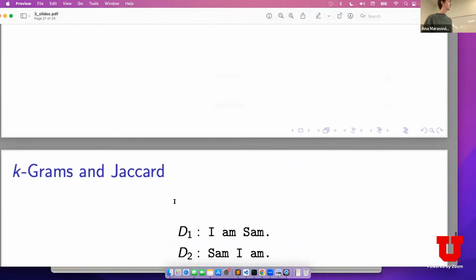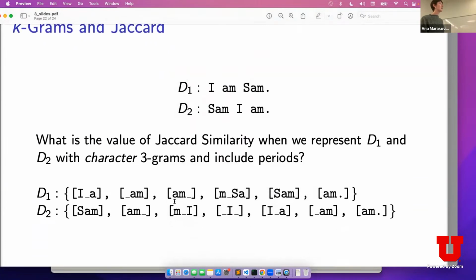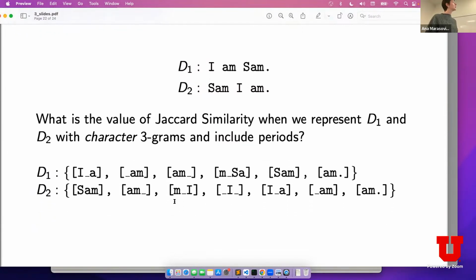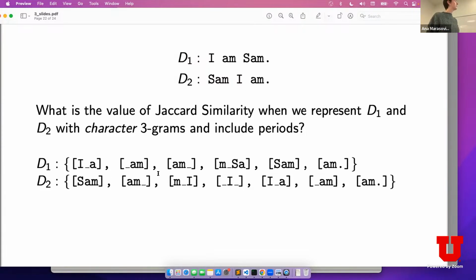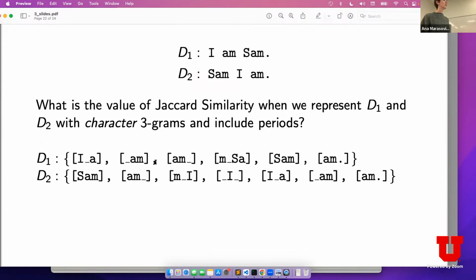All righty, so the assignment says: what is the value of Jaccard similarity, where we represent D1 and D2 with character trigrams and include periods. I didn't say we should include white spaces here, so we might be getting different answers because of that. First lesson learned, but if you include white space, these will be your trigrams. So you would have I, white space, A, white space, M, and so on. So I hope this is clear how you would construct character trigrams.